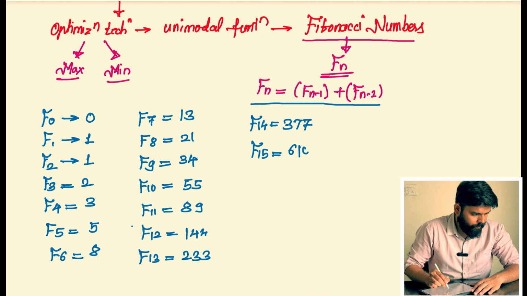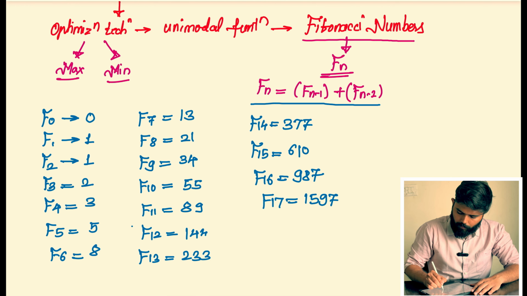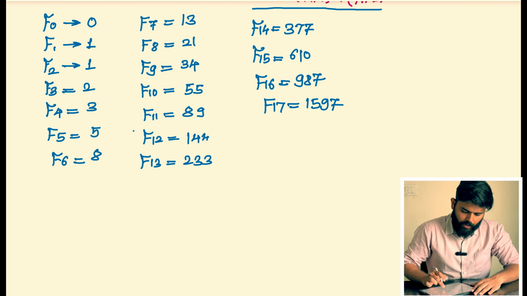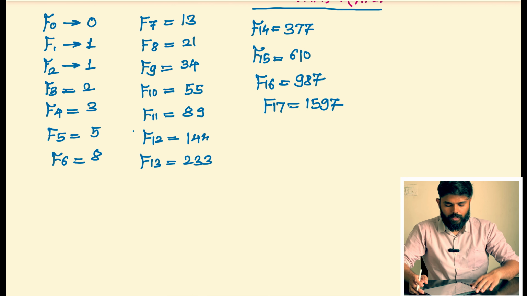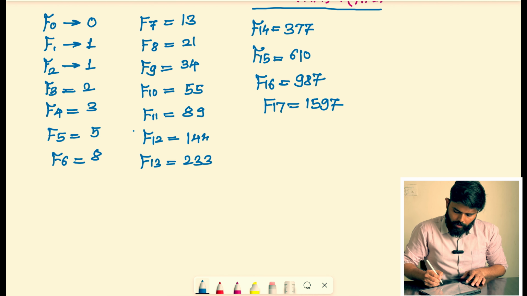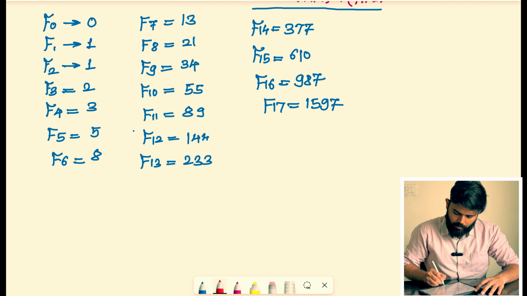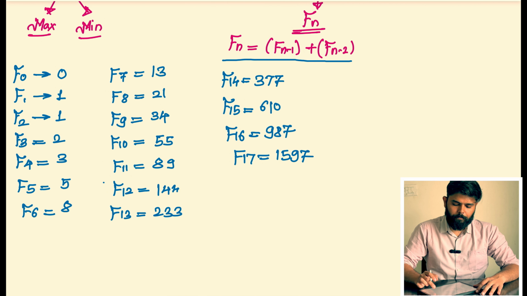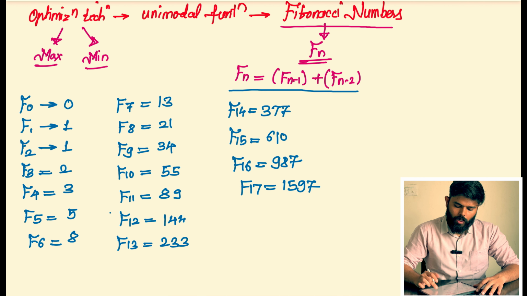F15 as 610. F16 as 987. F17 as 1597, and further we can calculate the Fibonacci series till whatever values we are required to solve the numericals. Okay.